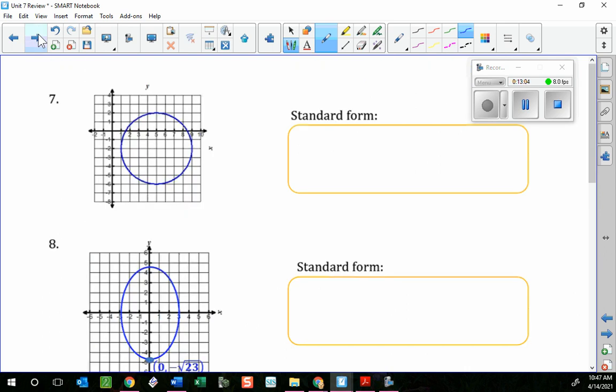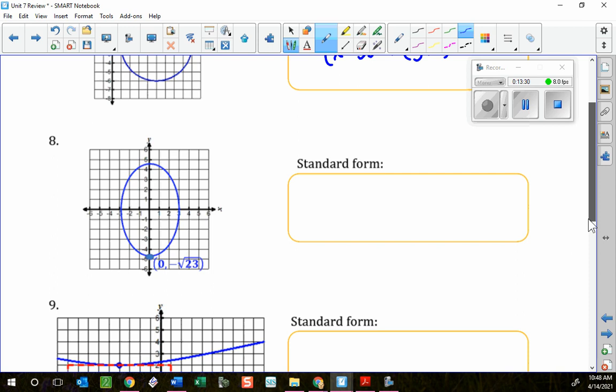All right, this next one. So obviously this is a circle. So you just have to pick apart and find the centers right there. So my center is 5, negative 2. So I'm going to have x minus 5 squared plus y plus 2, since it's negative 2. And then I just need my radius. Well, let's see, 1, 2, 3, 4. My radius is 4, so 4 squared is 16. That's it.